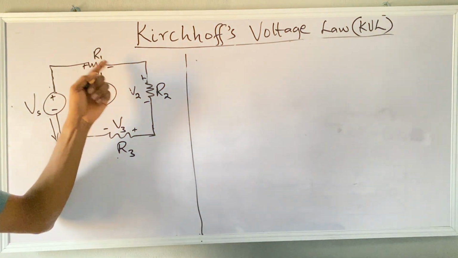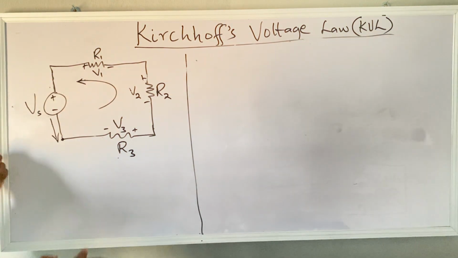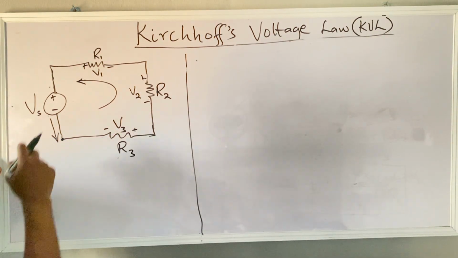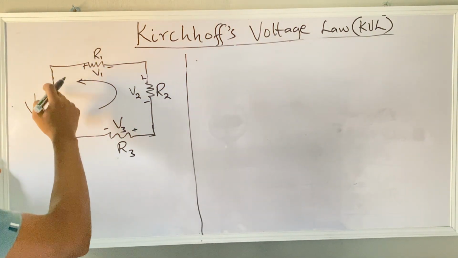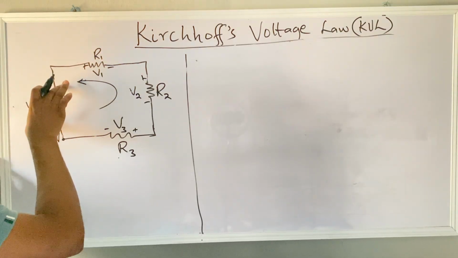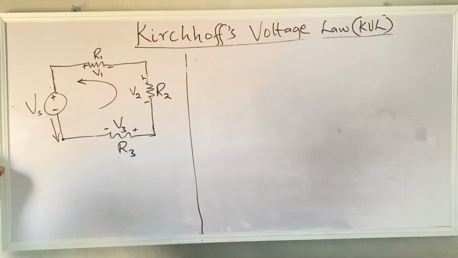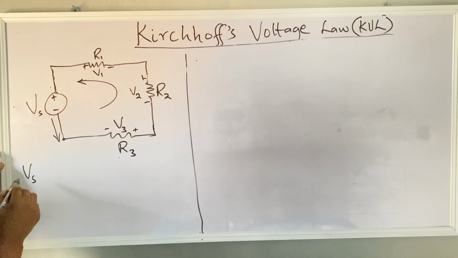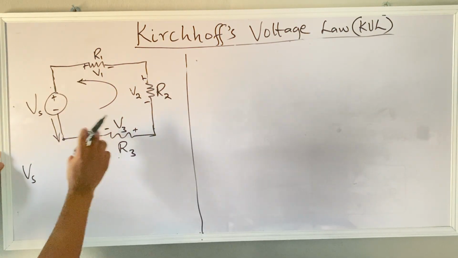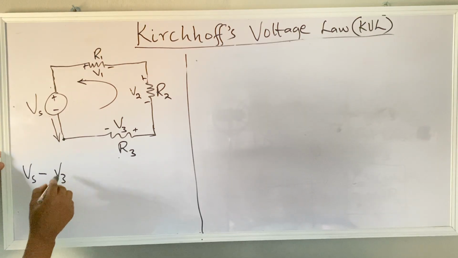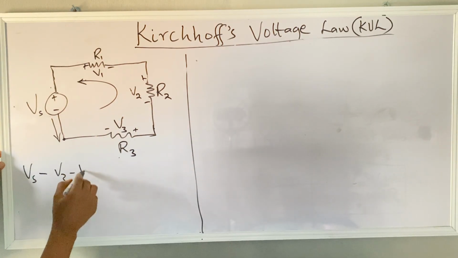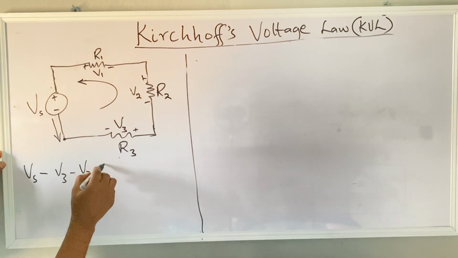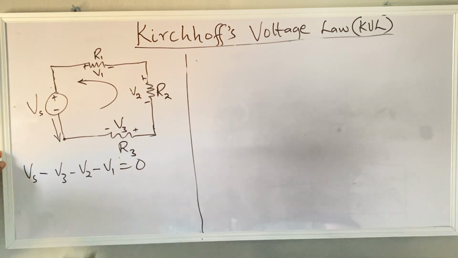Now, if we assume that the current is moving in the opposite direction, and we take our first sign, which is this, so assuming that we are moving in this way, taking this as our first point of contact. The first sign here is positive, so we have Vs. Coming here, the first sign is negative, minus V3. Coming here, the first sign is negative, so we have minus V2. Coming here, the first sign is negative, so we have minus V1 equals 0.